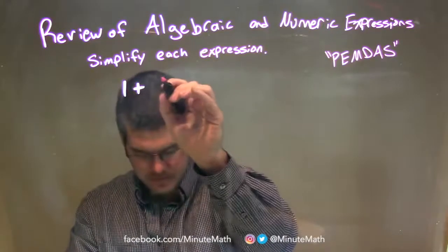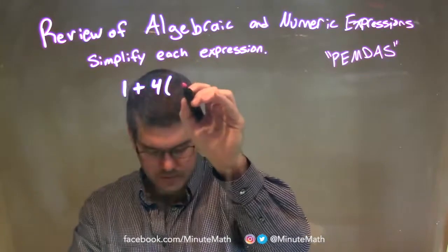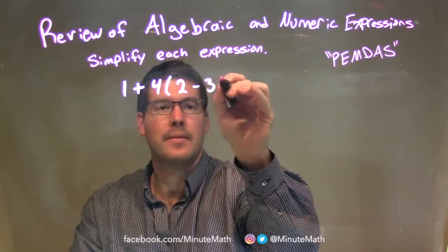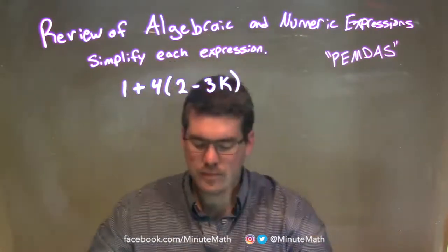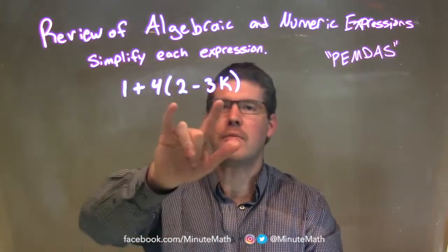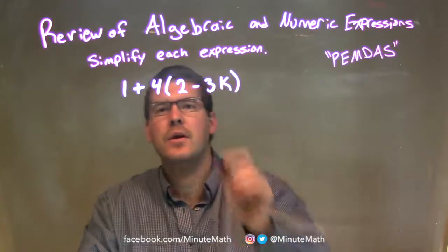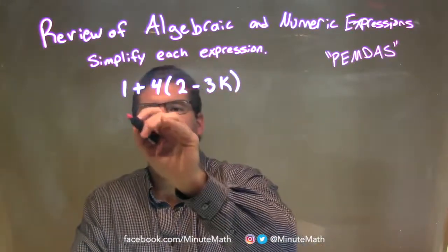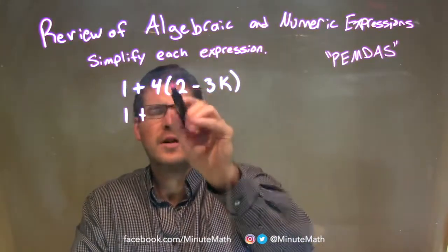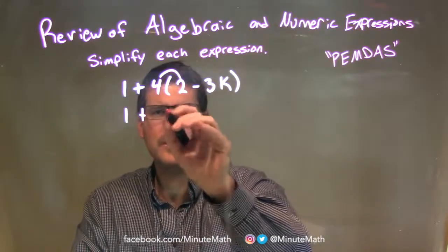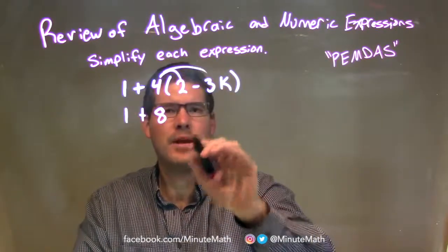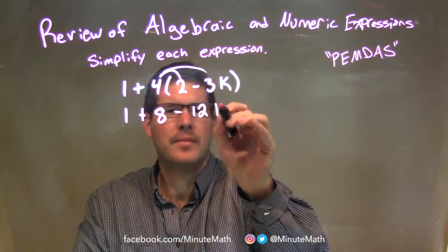1 plus 4 times 2 minus 3k. Well, when I'm simplifying this, I look at my parentheses, nothing I can simplify within the parentheses. There aren't like terms there. So my first step is distributing that 4. So we bring down the 1, plus 4 gets distributed. 4 times 2 is an 8, and 4 times a minus 3k is a minus 12k.